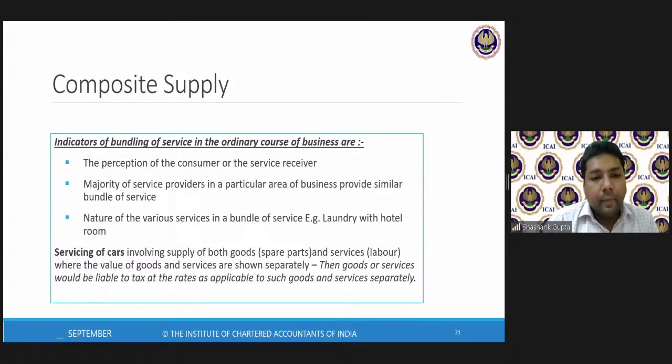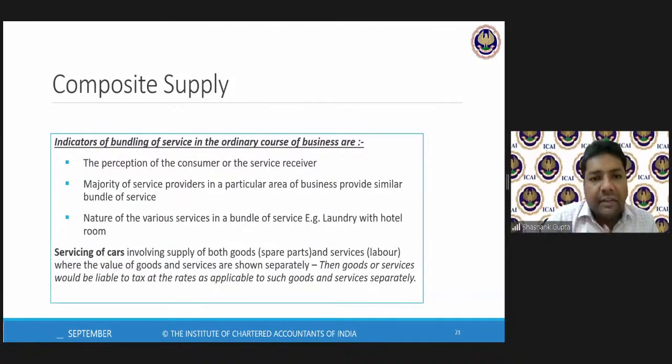Then, the nature of the various services in a bundle of services. Example: laundry with a hotel room, or these days a better example would be breakfast buffet with a hotel room.